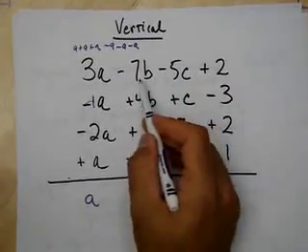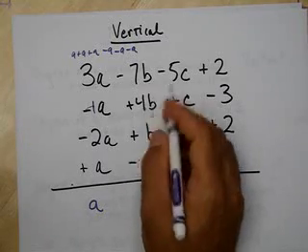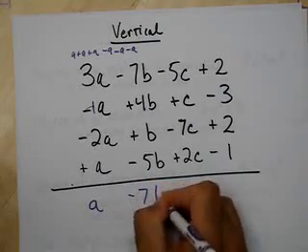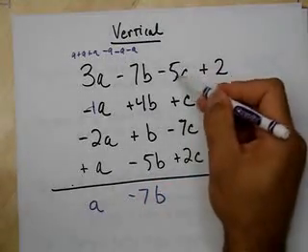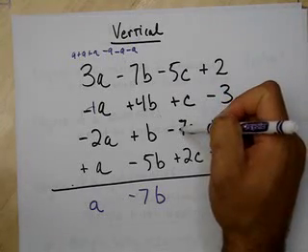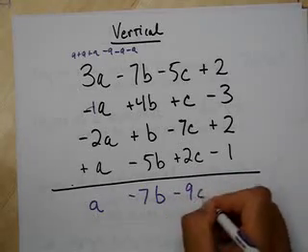I have 7 B's, negative 7 B's. Add 4 B's, down to negative 3 B's. Plus B, negative 2 B's. Negative 5, negative 7 B's. So I'm just adding the coefficients. Negative 5 and 1 is negative 4. Negative 4 and negative 7 is negative 11. Negative 11 and positive 2 is negative 9C.